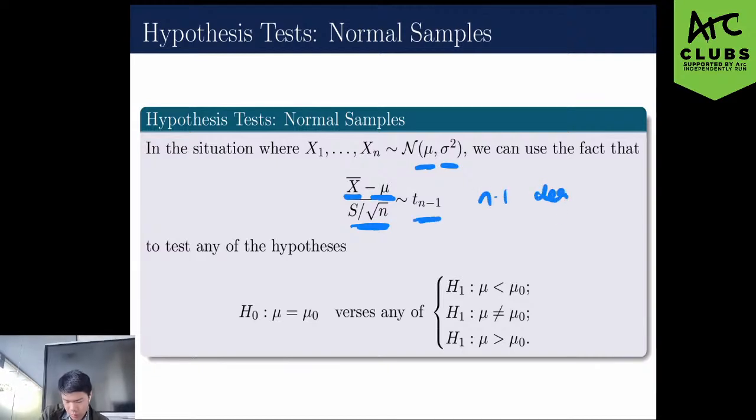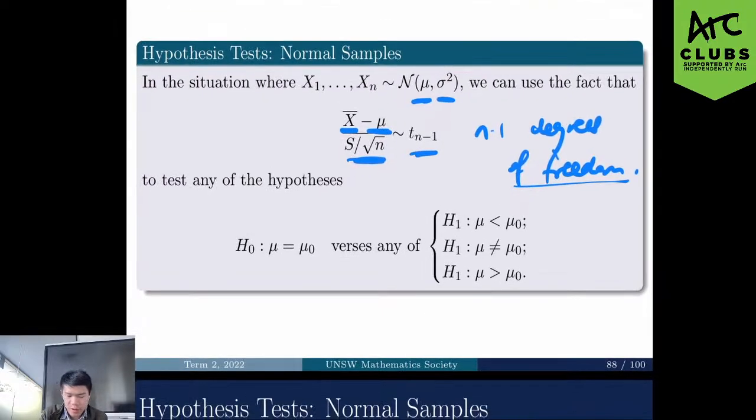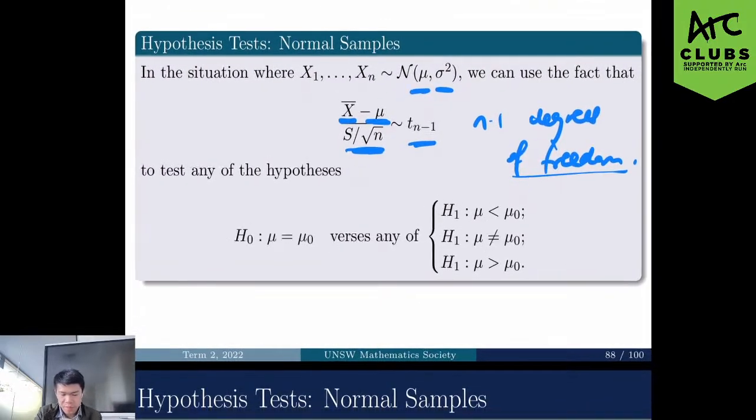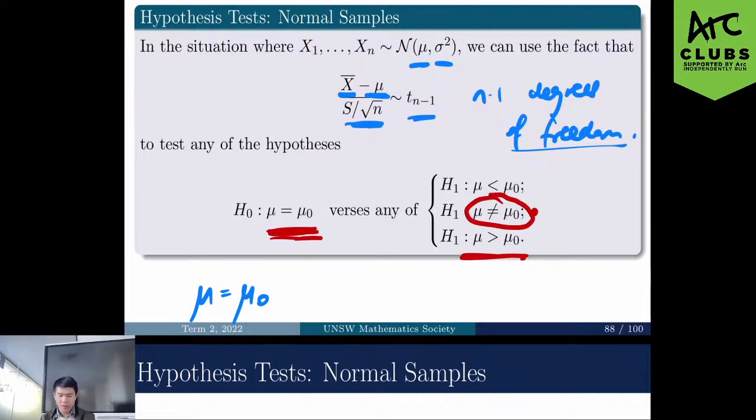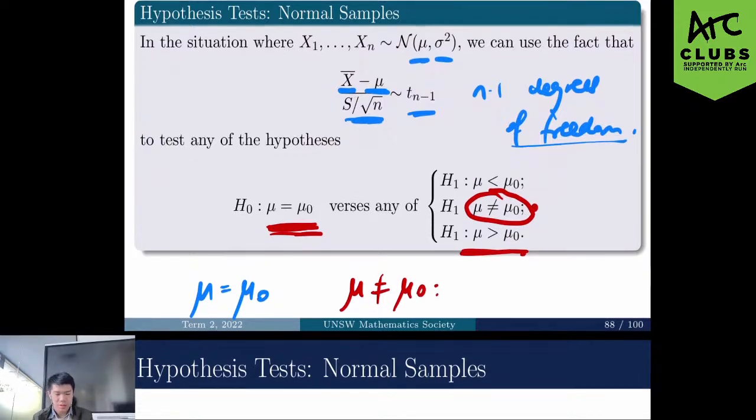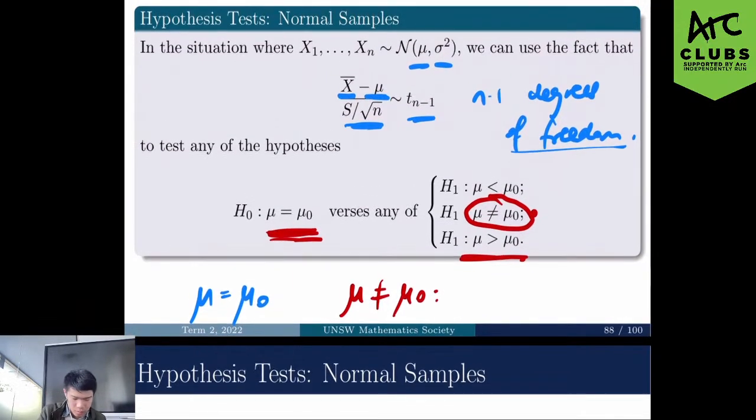And so the result of that is that we can calculate the probability. Let's say we want to test mu equals mu 0 versus one of these alternatives. Let's just take, for example, this one. If we want to test where mu is not equal to mu 0, then let's just see this.